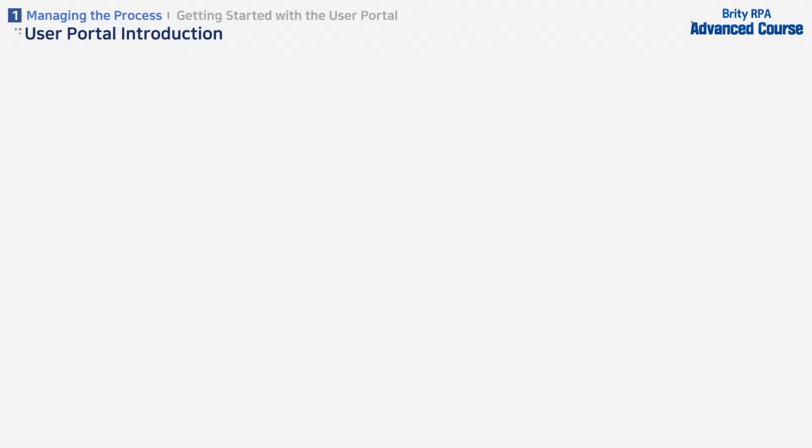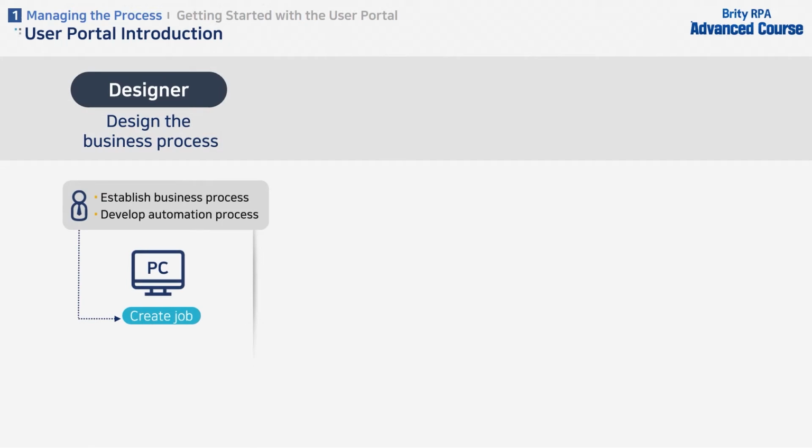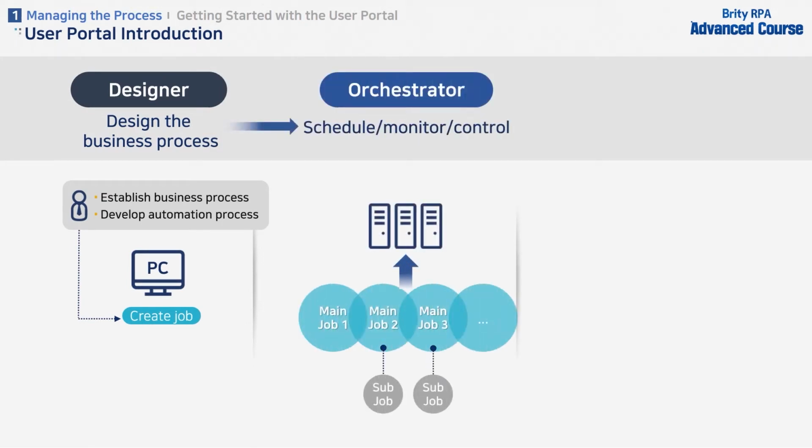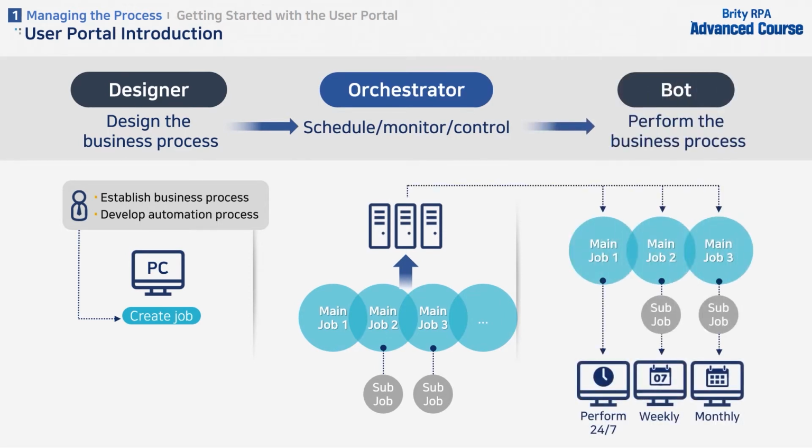Before we get started with the user portal, let's take a look at the composition of Brity RPA. It consists of Designer, for designing the business process, Orchestrator, for scheduling, monitoring, controlling, and Bot, for performing the business process. Of these, Orchestrator is the server that provides a user portal.